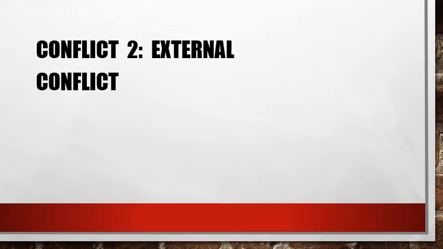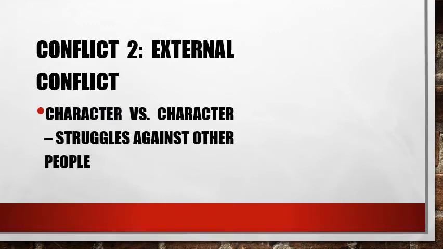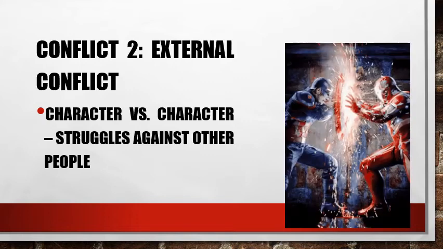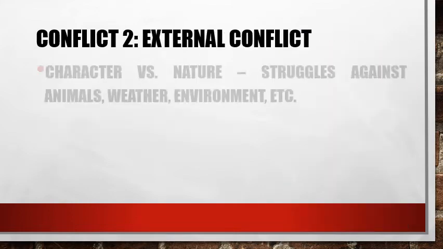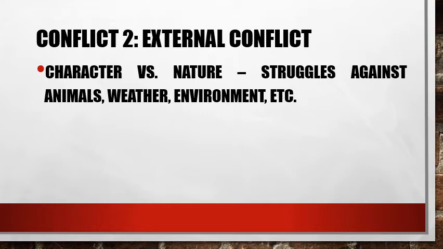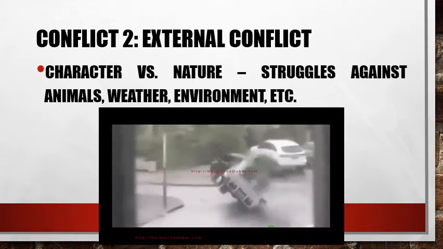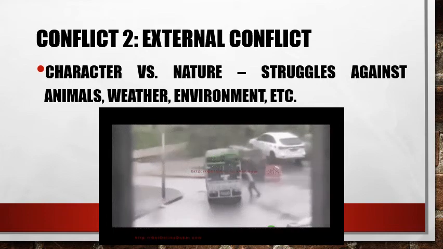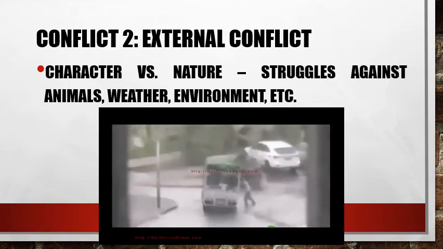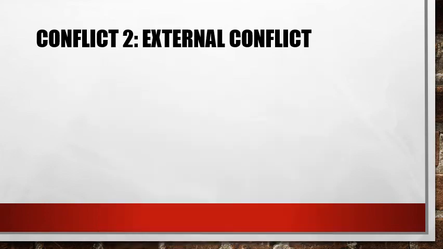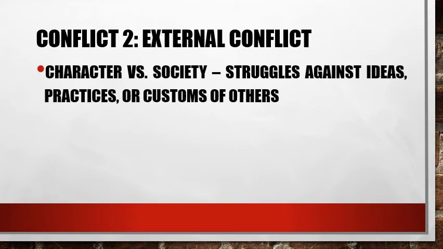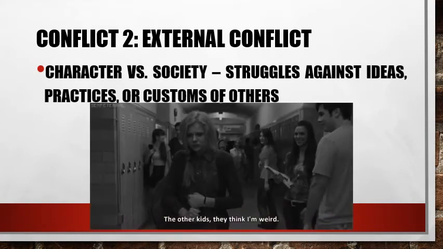For the second type of conflict, external conflict, first we have character versus character. These are the struggles against other people. Second, we have character versus nature. These are struggles against animals, weather, and environment. Lastly, we have character versus society. These are the struggles against ideas, practices, or customs of others.